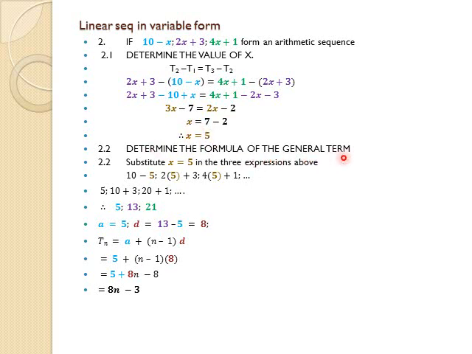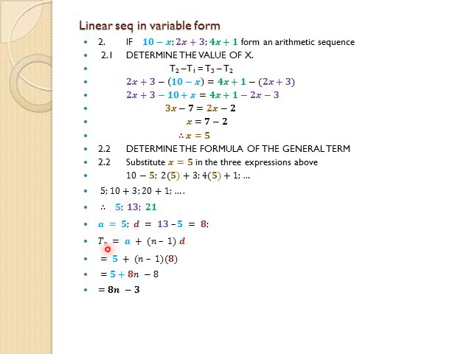Determine the formula of the general term. Now, because we know what x is, we have to place it back so we get a proper sequence. So that would read 10 minus 5, 2 times 5 plus 3, 4 times 5 plus 1. So 10 minus 5 gives me 5. 2 times 5 gives me 10. 10 plus 3 gives me 13. 4 times 5 gives me 20 plus 1, 21. So 13 minus 5 gives me my common difference 8, and you can see if you want to test, 21 minus 13 also 8. A is always the first term, first letter of the alphabet, first term.